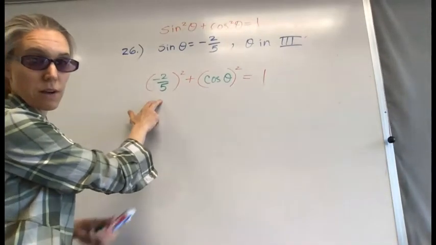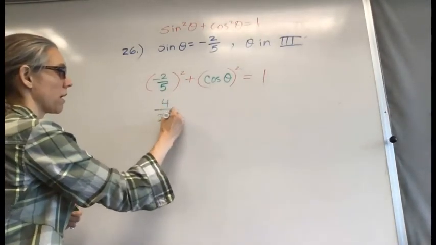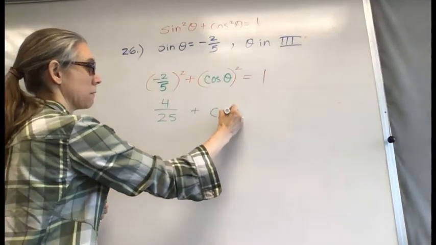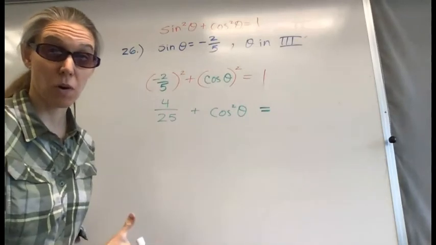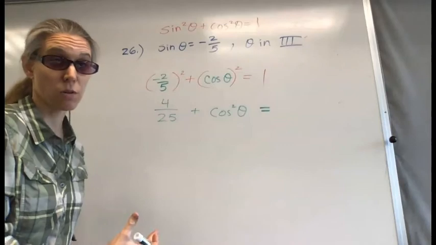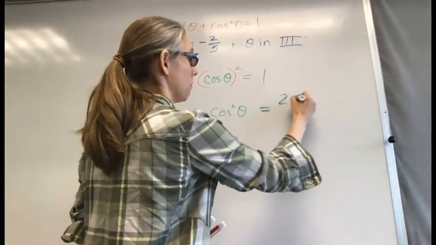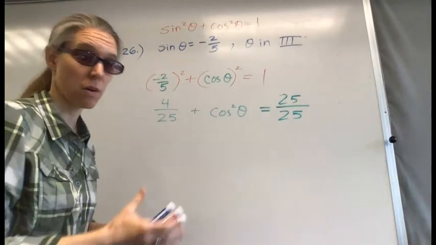Negative 2 over 5 squared is, of course, 4 over 25. And on the right-hand side, I have 1. But I can also write the number 1 as 25 over 25. Then I subtract 4 from both sides.